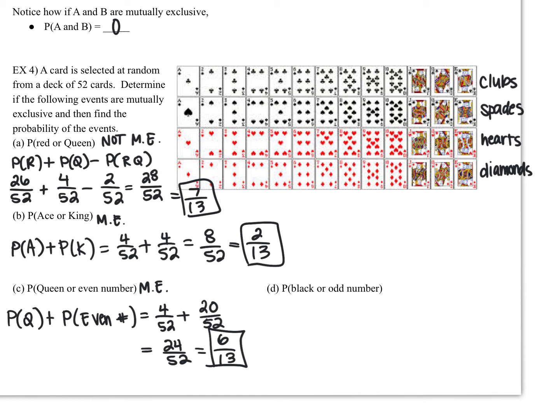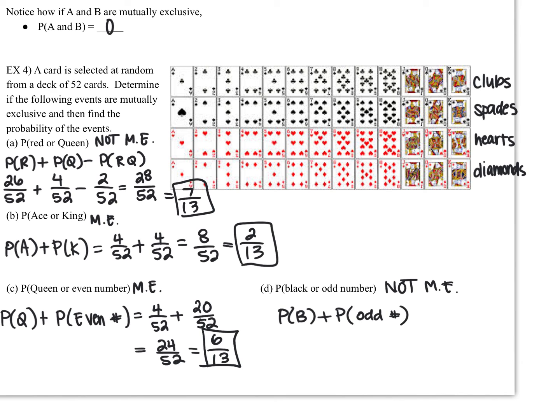Okay. The last probability we're going to look at is the probability of getting a black card or an odd number. So these are not mutually exclusive. I can draw a card that is black and odd, so we're going to have to subtract some overlap. So probability of black plus the probability of an odd number minus the probability of a black odd number.